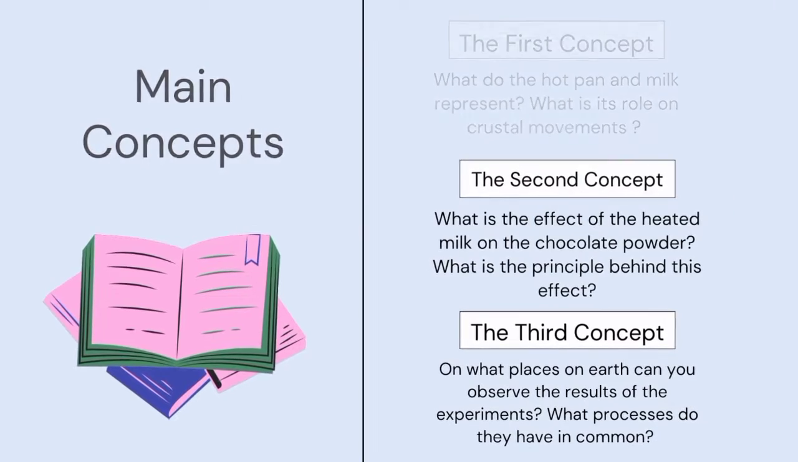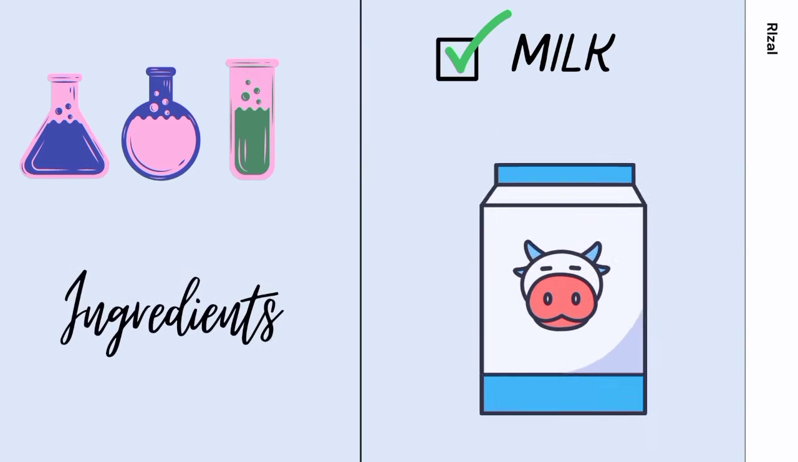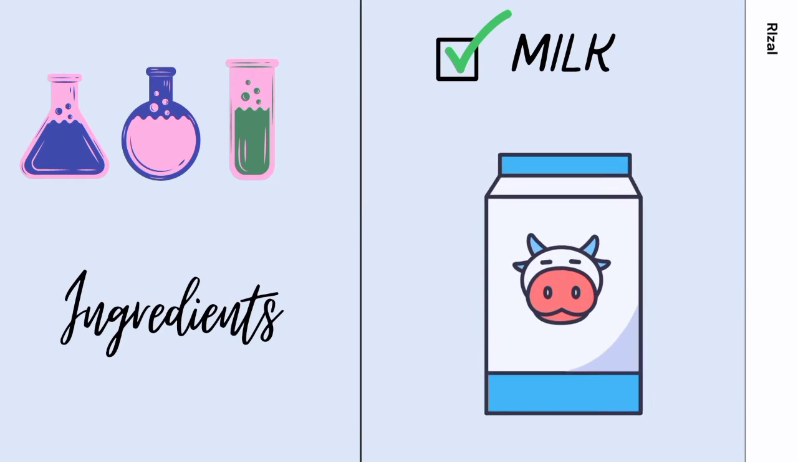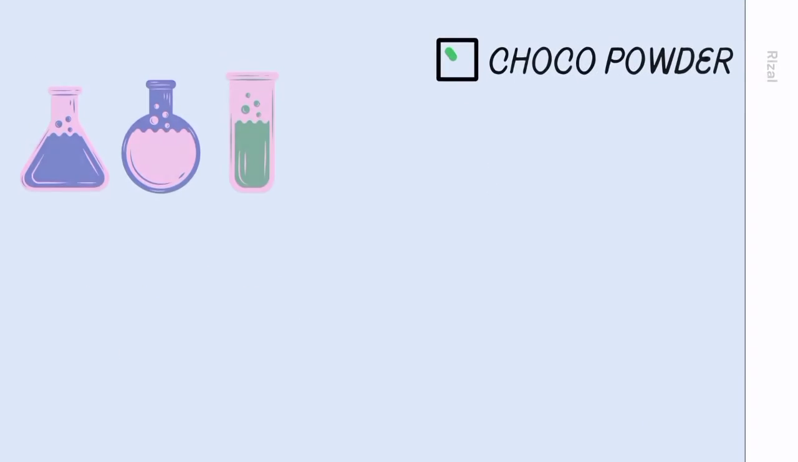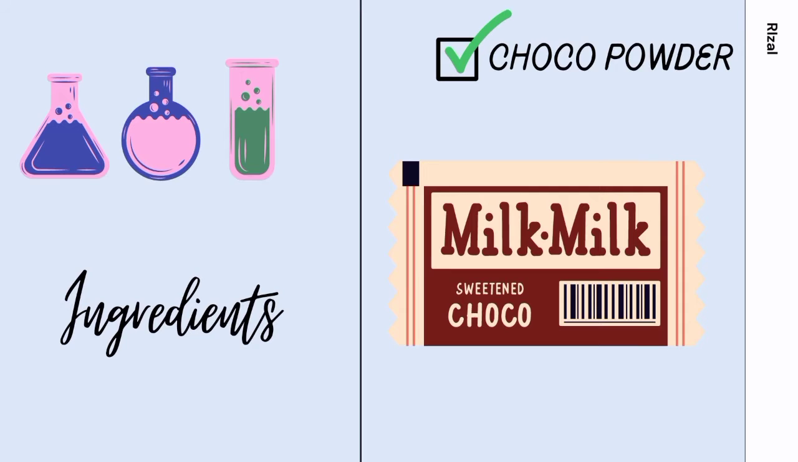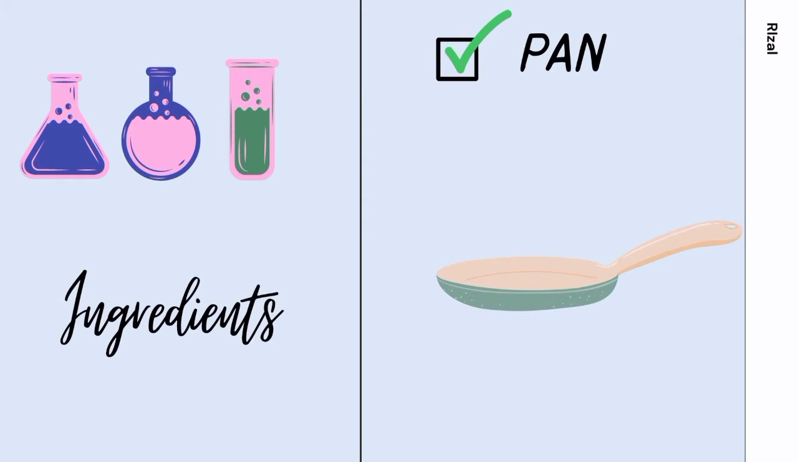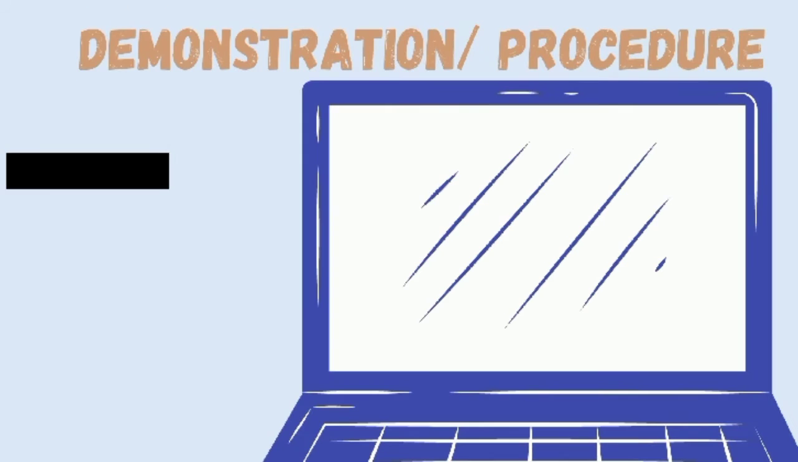In order to properly execute the said laboratory activity, here are the ingredients we are going to need. Number 1, milk. Second on the list is the choco powder. It can be any choco powder as long as it's a choco powder. And lastly, a pan or a frying pan. Now, we're going to start demonstrating our crust and mantle laboratory activity. Gwen, the floor is yours.